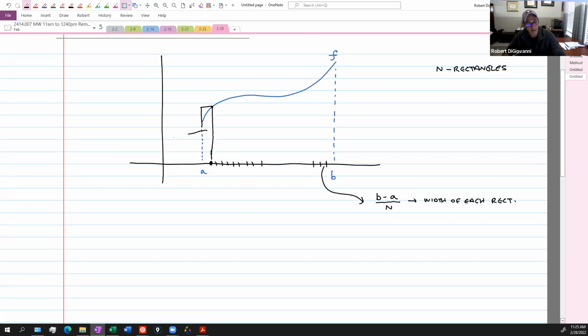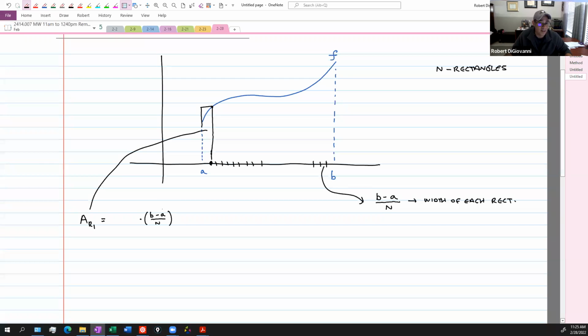Let's talk about the area of rectangle 1. We'll call that the area of rectangle 1. So here's what we know. Area is length times width. Right? We know how wide it is. How wide is it? What we just said, b minus a over n. I'm going to put that over here. b minus a over n. That's the width of this rectangle.